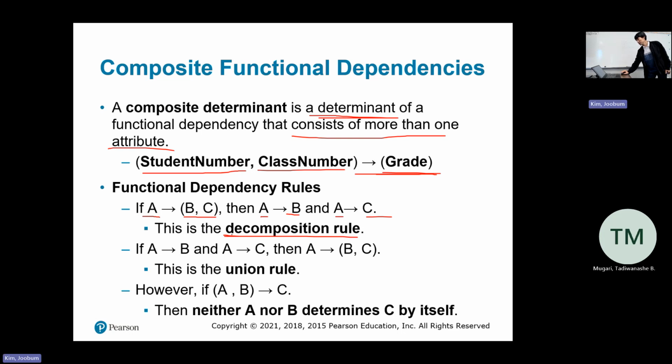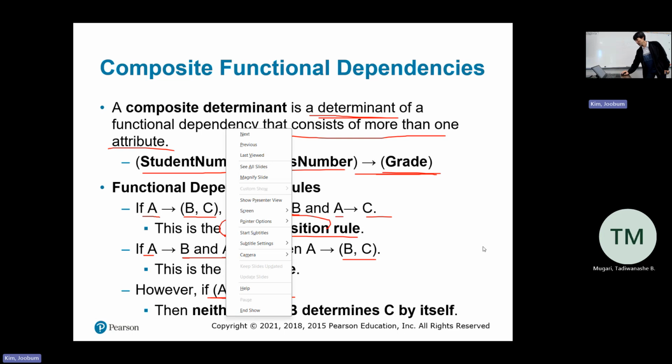And then vice versa, this is the union rule. A determines B and A determines C. You can say that A determines B and C. This is the opposite concept of the decomposition rule. This is called the union rule. And the last one: there are two composite determinants, A and B, that determine C. So neither A nor B determines C by itself.